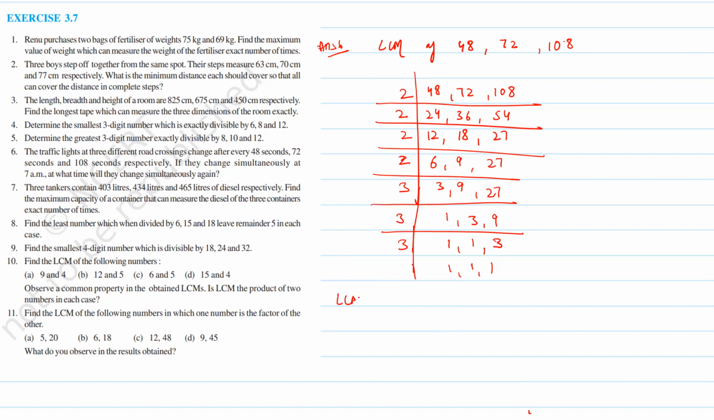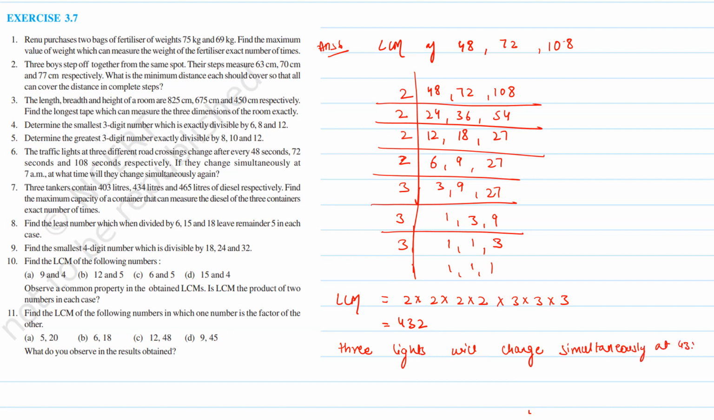So the LCM is 2 into 2 into 2 into 2 into 3 into 3 into 3. When we multiply all these, we will get LCM as 432. So that means 3 lights will change simultaneously at 432 seconds.